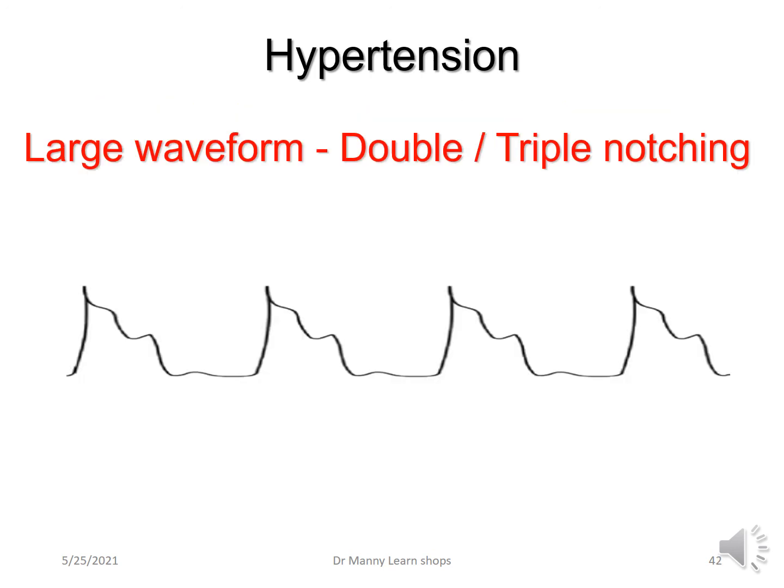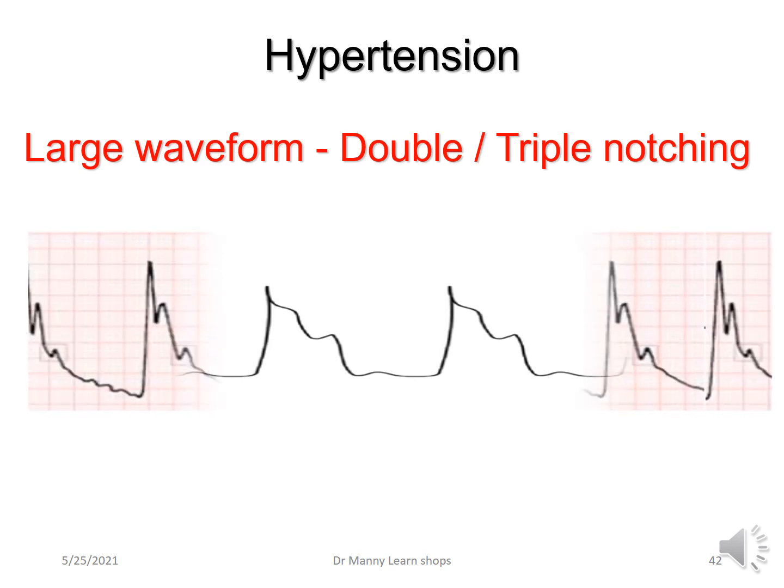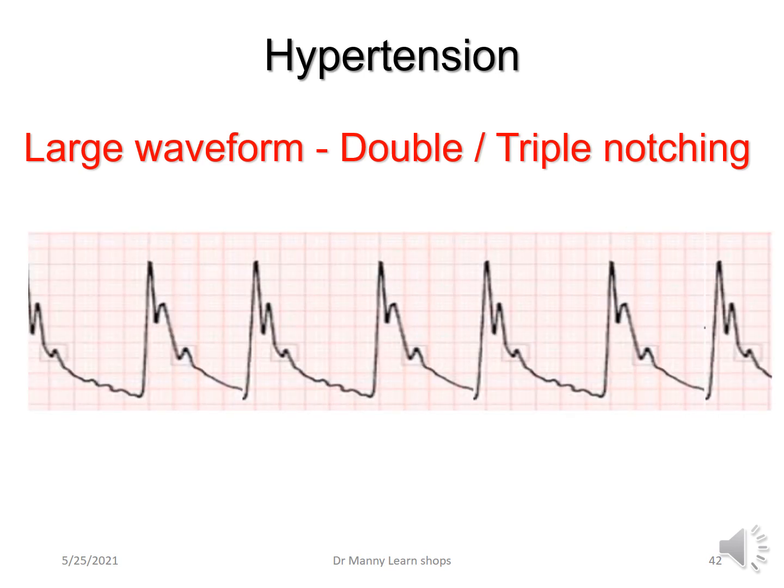Then you've got hypertension, which could also be as a result of underdamping. You get a large waveform with double or triple notching, and as a consequence, you'll see a waveform that has lots of notches in it. This is because of underdamping. But it could be related to a clinical condition, which is hypertension, a high systemic vascular resistance, or vasoconstriction of the artery.